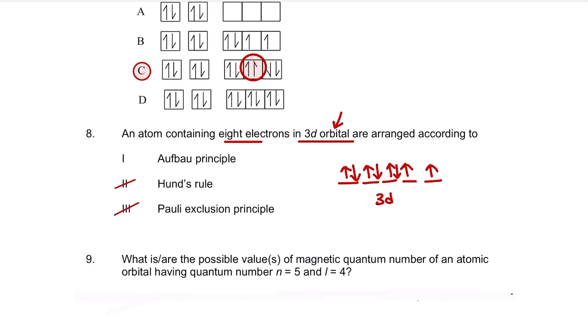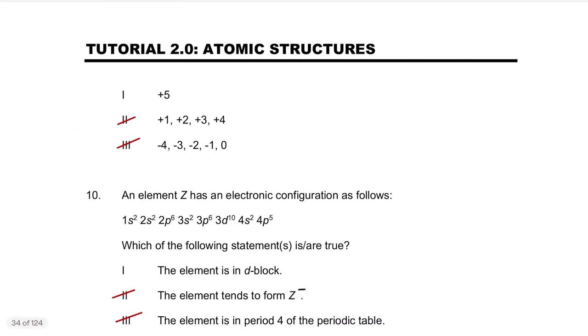Alright, and the next question is, what are the possible magnetic quantum numbers? The magnetic quantum number is your m value, when an atomic orbital has got n = 5 and l = 4. So n = 5 and l = 4, who determines the m value? It's actually the l value. Since the l value is 4, therefore we know the m value will go from -4 to 0 to +4. And that would give us option 2 and 3.